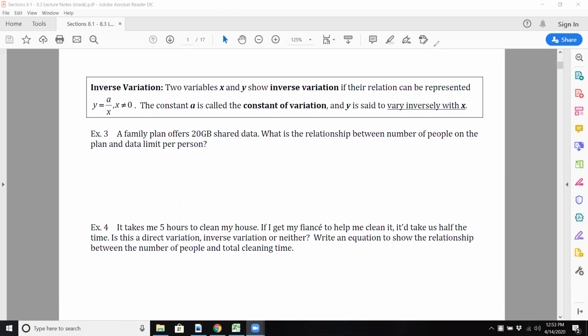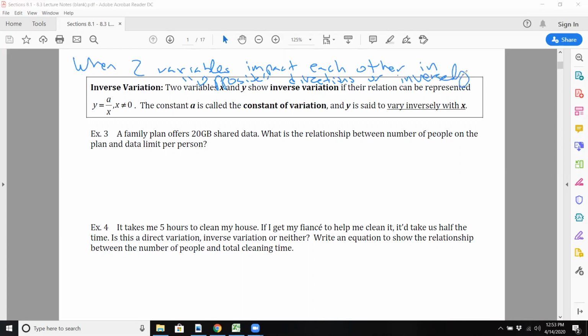Okay, so inverse variation. This is when two variables move in opposite directions, or inversely, we'll say. It follows this formula. A is still called the constant of variation, but notice now it's A over X, not A times X. So they're going in opposite directions. A good example would be, say, y equals 2 over x. That's just this very simple equation.